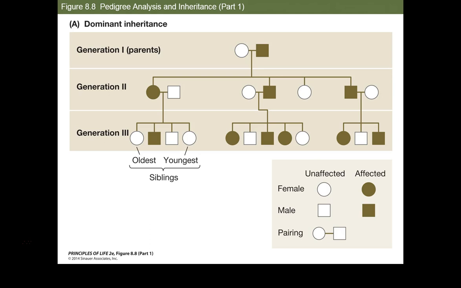Here is another pedigree with a dominant trait. It is being passed generation to generation. And you can see that this trait is generally passed on to the child if the parent has the trait.